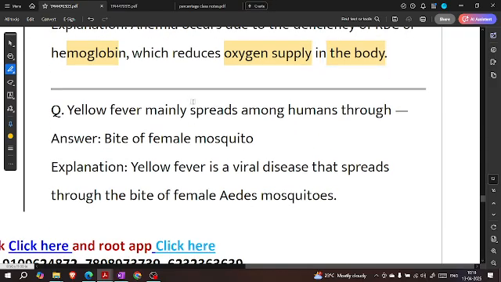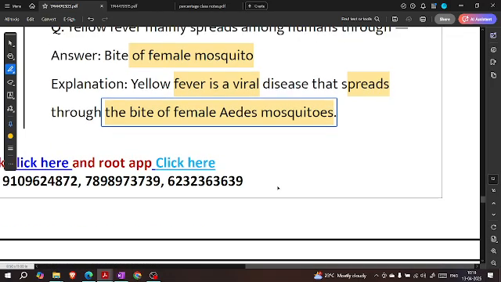Yellow fever mainly spreads among humans through bites of female mosquitoes. Yellow fever is a viral disease that spreads through the bites of female Aedes mosquitoes.